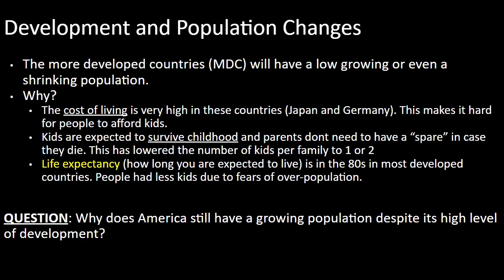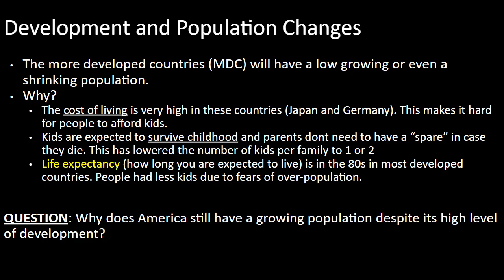Development and population changes. The more developed countries, you might see that written as MDCs because AP Geography loves its acronyms. They will have a low growing or even a shrinking population. Why? The cost of living is high. We've talked about this. Germany and Japan, especially, are very developed countries, and they have a low growing population. Actually, you could say shrinking population, especially Japan. This makes it hard for people to afford kids. If cost of living is high, like rent, gas, food, if it just costs too much, there's no way we can add on another kid.